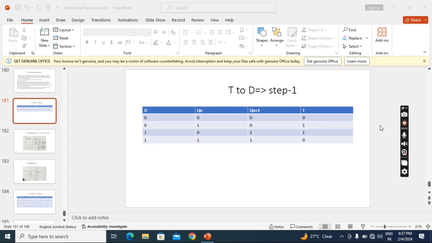In this lecture, we will discuss the conversion process of T into D flip-flop, T to D conversion. So this is step 1. I told in the previous lecture, in the first step, we have to take the characteristic table of the required flip-flop and the excitation table of the given flip-flop. Here the given flip-flop is T and the required is D. So I take the D flip-flop characteristic table and the T flip-flop excitation table and mix them together. So D and Qn plus 1 become the characteristic table of D. Qn, Qn plus 1 and T become the excitation table of T. Here present state and next state will be common to both. This is step 1.